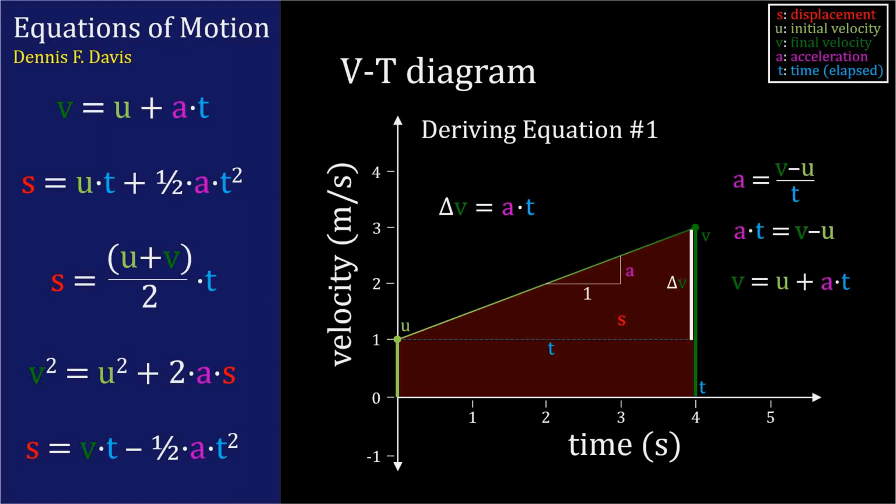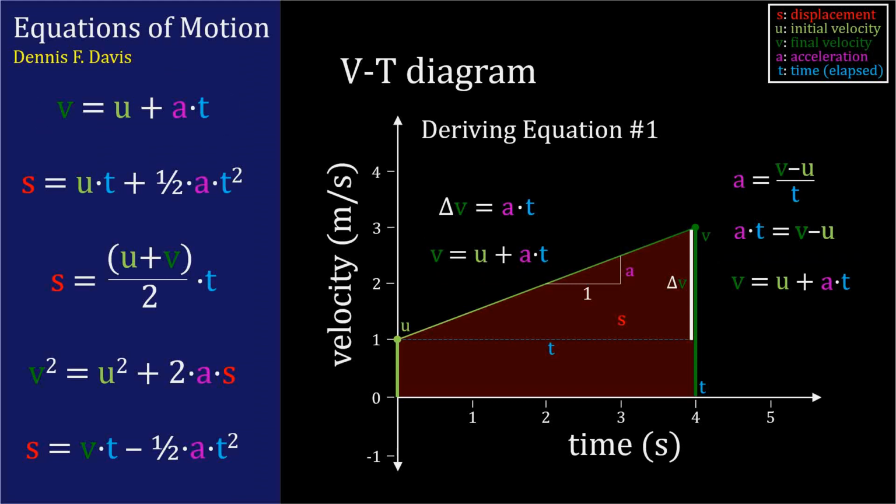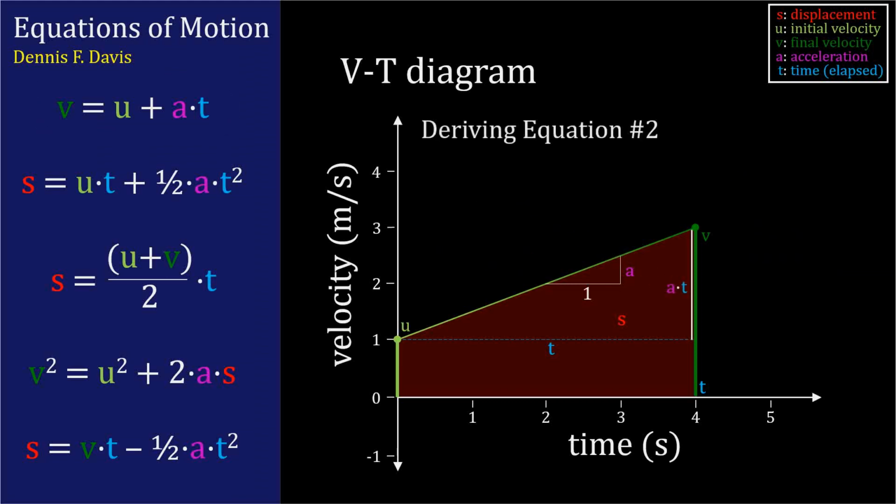So from the graph, we get v equals u plus at, same as before, but this time from the diagram. And that's equation number 1. Now, for the second equation, it'll help to remember that we showed this length is at, so I'll label it. Equation 2 is an equation for red s, the displacement, which is the red area under the velocity line.